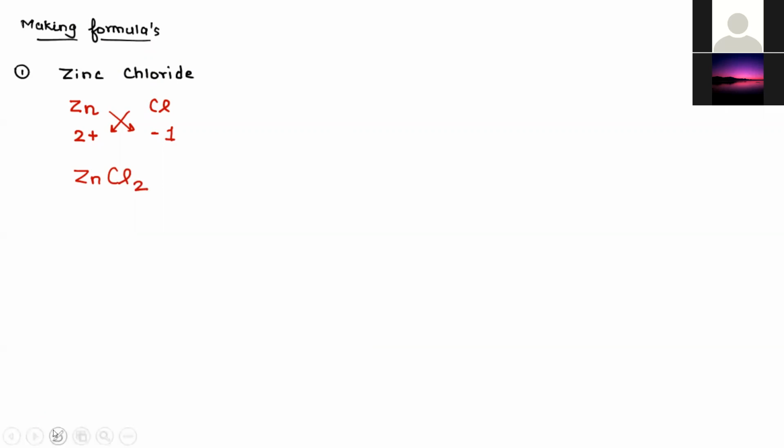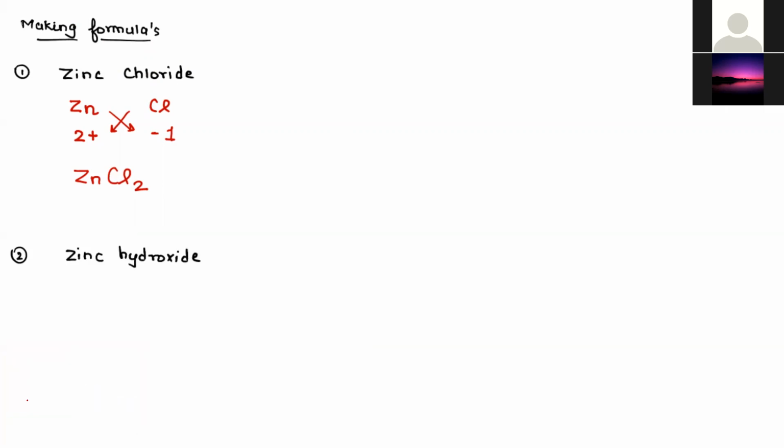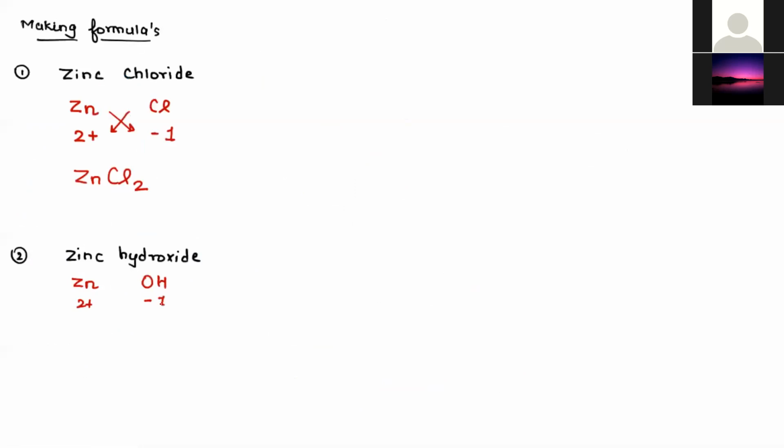Now let's go for the second formula. Let's say I am using the same zinc, and instead of chloride I'm using hydroxide. From the valency chart which we have done right now, zinc is Zn and hydroxide is OH. Zinc is 2 plus and hydroxide is -1. Crisscross.